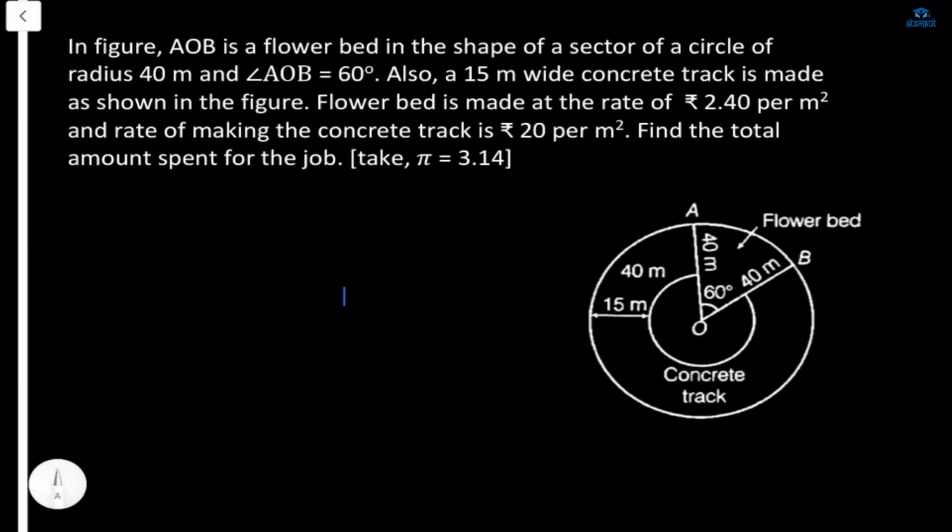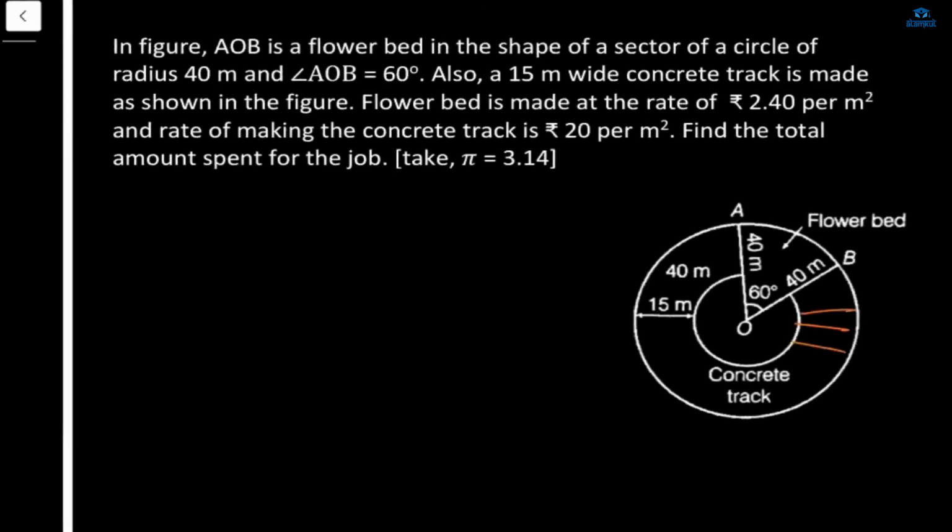Now, a 15-meter wide concrete track is made as shown in the figure. This is the concrete track, and the width is 15 meters. So for the radius of the smaller circle, if you subtract 15 from 40 meters, you will get the radius of the smaller circle. Now the flower bed is made. The rate of making the flower bed is 2.40 per meter square, and the rate of making the concrete track is rupees 20 per meter.